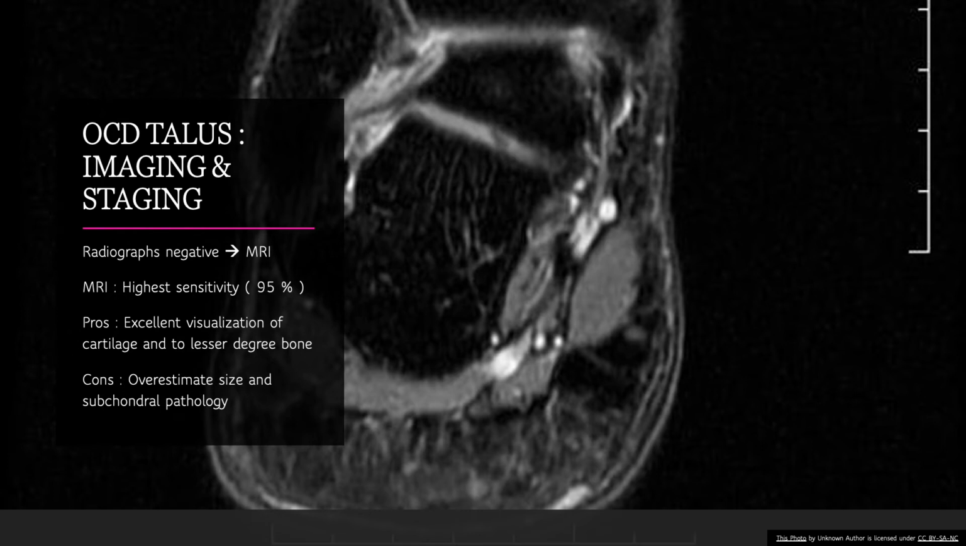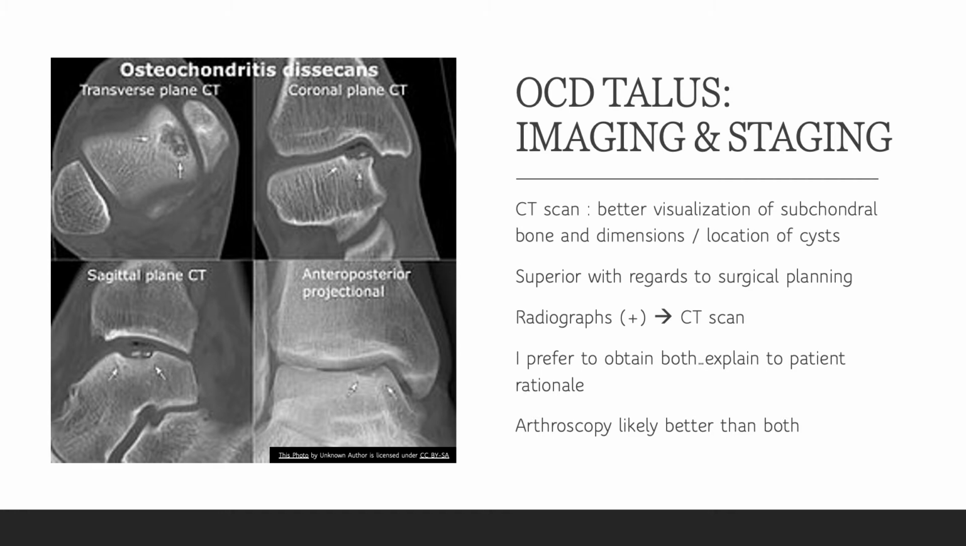Most commonly, of course, in the office, we will start out with a plain radiograph, and if there is an index of suspicion and the radiographs are negative, we'll move on to an MRI, which is the most sensitive of the imaging modalities with a sensitivity of about 95%. Of course, the pros are excellent visualization of the cartilage and, to a slightly lesser degree, the bone. Cons are that it typically will overestimate the size and the extent of the subchondral pathology.